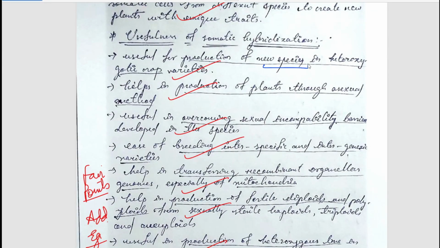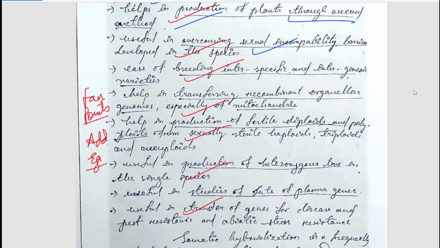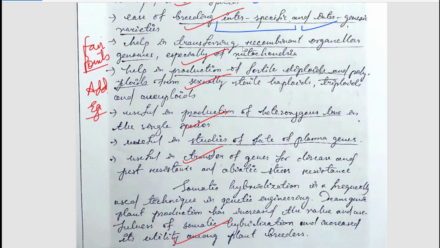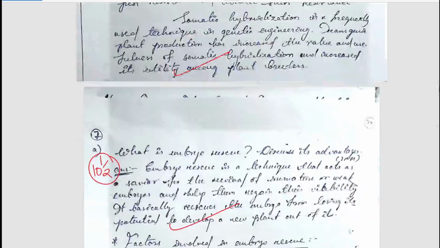Obviously, production of new species and heterozygotic crop varieties can be done here. Production of plants through asexual method can be done here. It can be useful in overcoming sexual incompatibility or self incompatibility. It can ease interspecific and intergeneric breeding and help in transferring recombinant organelles. So, well, 10 points. You can simply pause and read it. Now, let's move to the next question.